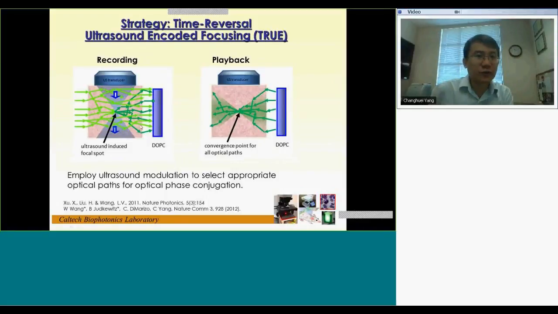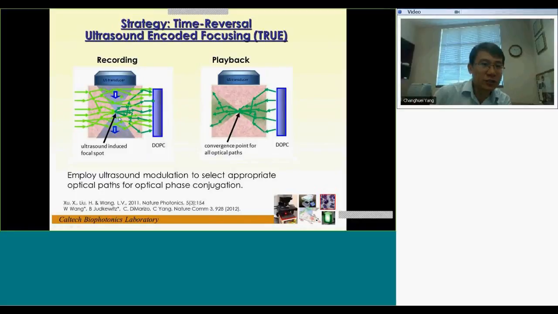So let me just walk you through very quickly what this approach is all about. So the first thing that you want to do is take a piece of tissue represented by this pink square here, and put light through it. This light is going to scatter every which way as it passes through this piece of tissue.